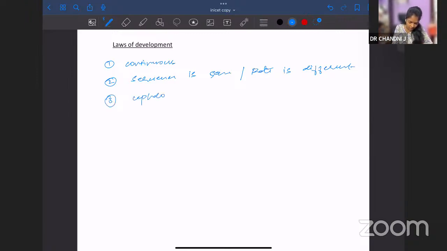The third thing is it is cephalocaudal in progression. Cephalocaudal means it starts from head to foot. So head control, then the baby will sit, then the baby will stand, then the baby will start walking. This is cephalocaudal. It cannot go in reverse. Next is proximal to distal. What is proximal to distal?